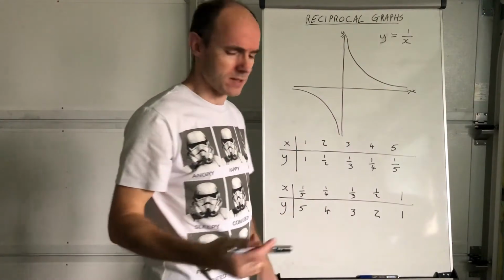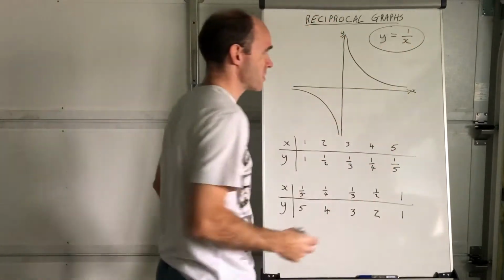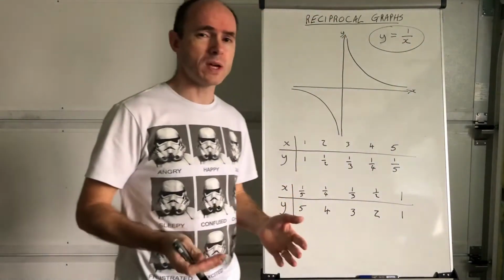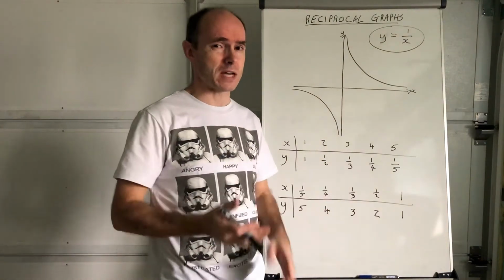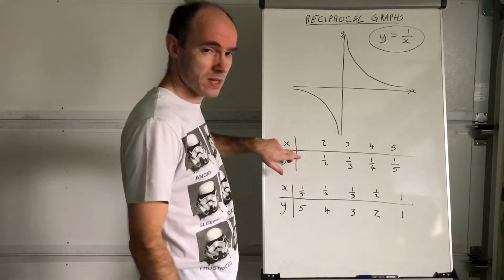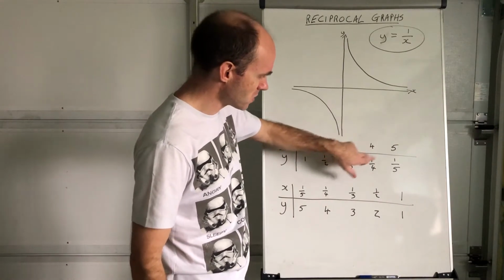Why do they look like this? Well, here's your general equation of a reciprocal graph: y equals 1 over x. Do you remember what the term reciprocal means? Reciprocal in layman's terms means you turn the fraction upside down. So the reciprocal of 1 is 1, the reciprocal of 2 is a half, 3 is a third, 4 is a quarter, 5 is a fifth.